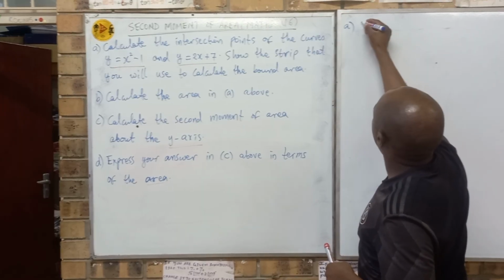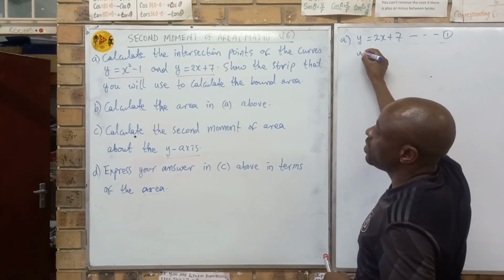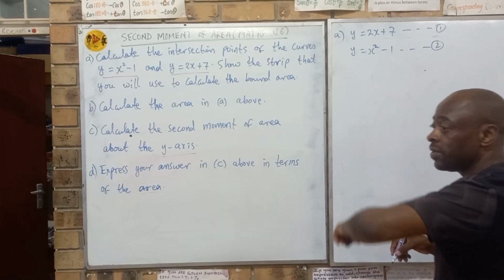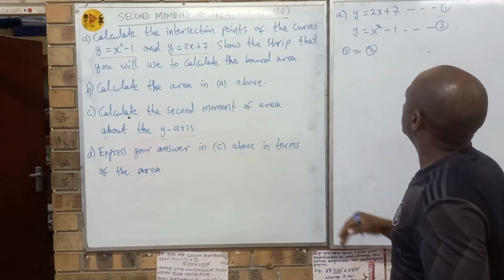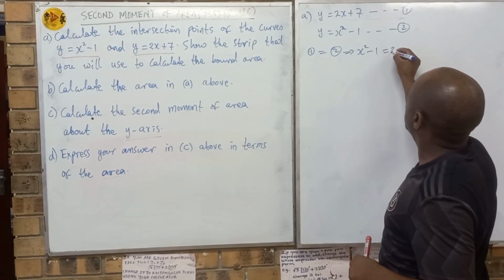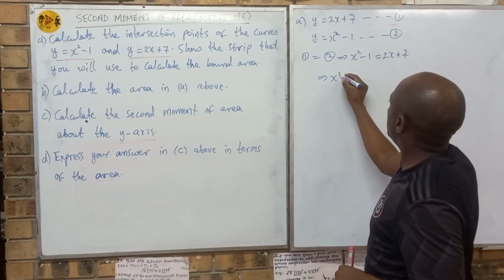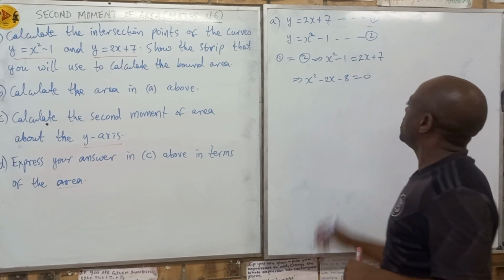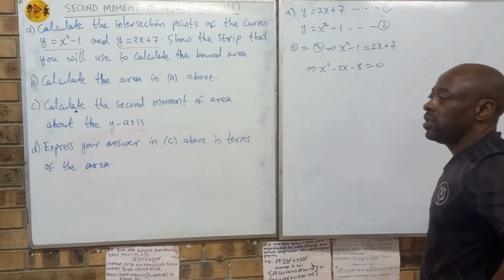Point of intersection, we've got y equal to 2x plus 7. That's my first equation. Y equal to x squared minus 1. That's my second equation. As you can see, equation 1 is the same thing as equation 2, since it has y on the left hand side. What does that mean? x squared minus 1 is equal to 2x plus 7. If I take everything to one side, I'll get x squared minus 2x minus 8 is equal to 0. So it's now left for you to solve this equation.